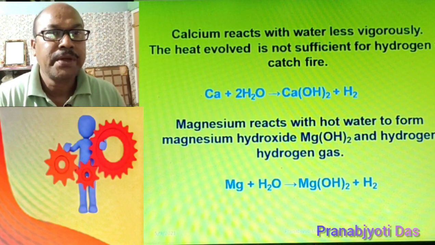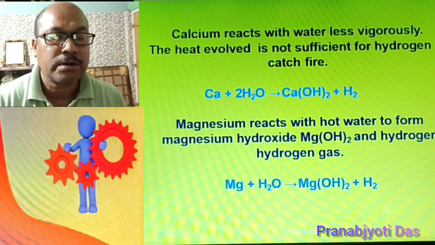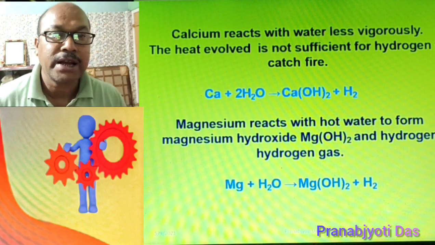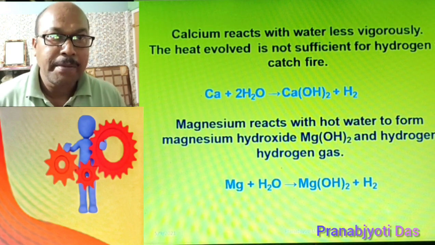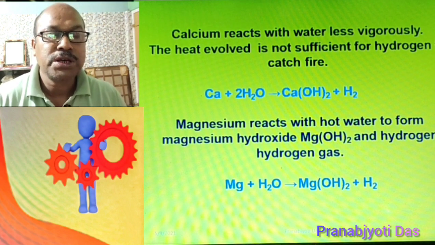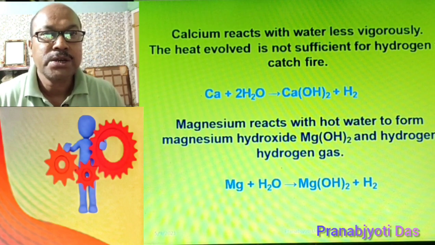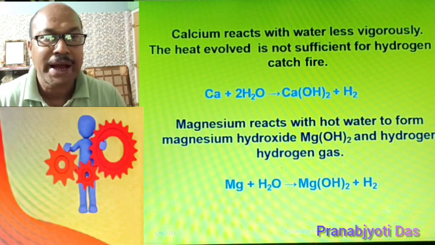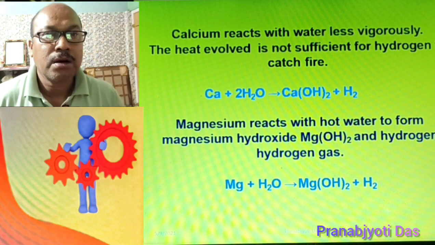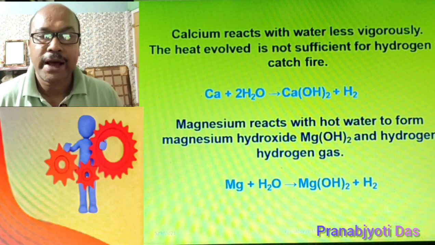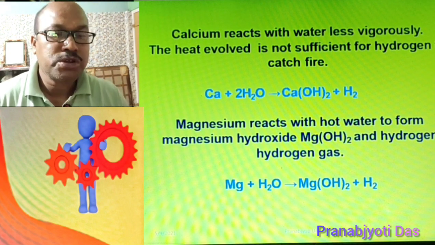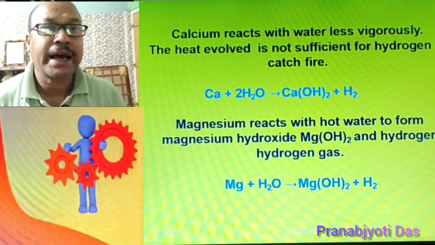Now magnesium, another metal, reacts with hot water only. We have seen sodium and potassium can react with cold water, and calcium also can react with cold water. But for magnesium, its reactivity is decreasing, so it cannot react with cold water. What you need is hot water. If you bring hot water in contact with magnesium metal, then it will combine with the metal and produce magnesium hydroxide, and at the same time hydrogen gas will be generated. You can see the reaction, magnesium plus water producing magnesium hydroxide plus hydrogen gas.